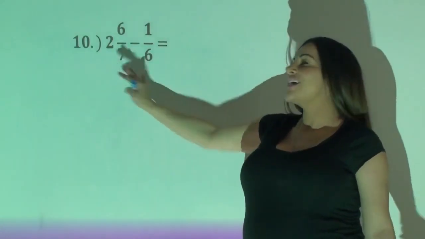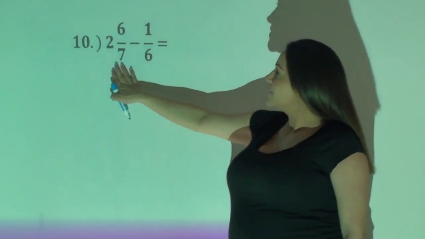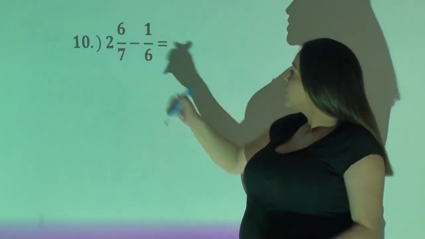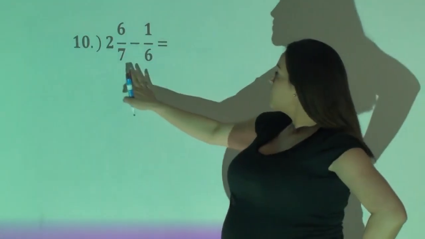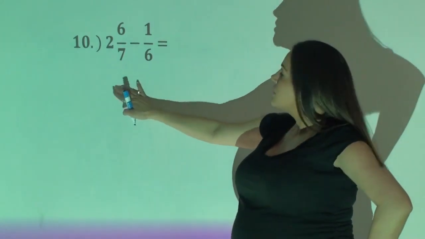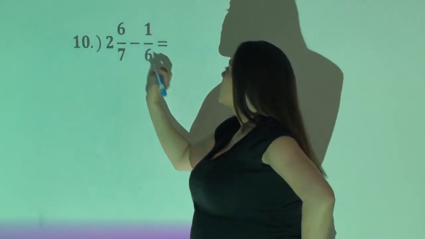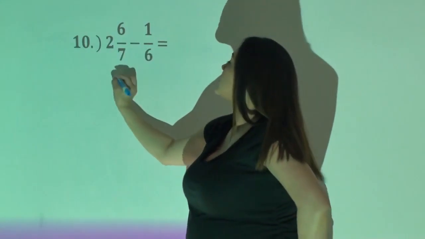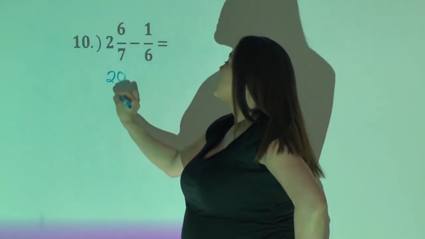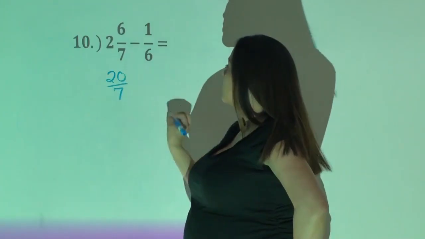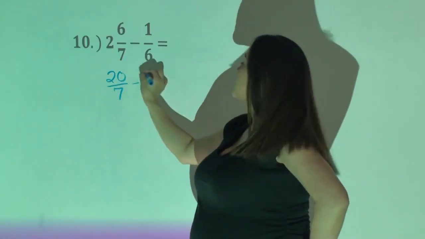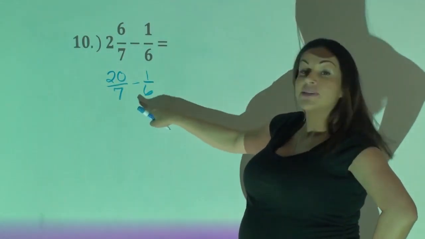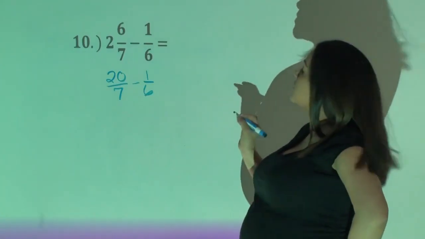Let's look now at question number 10. Here we have 2 6/7 minus 1/6. So right here we've got a mixed fraction, and we're subtracting a proper fraction. So first thing we want to do is go ahead and convert our mixed fraction. It's going to be converted to an improper form first. So we're going to do 2 times 7 is 14, plus 6 is 20 over 7. Okay? And then we're going to subtract 1 over 6. Now here, we can't subtract unless we have a common denominator. Okay? We need a common denominator.